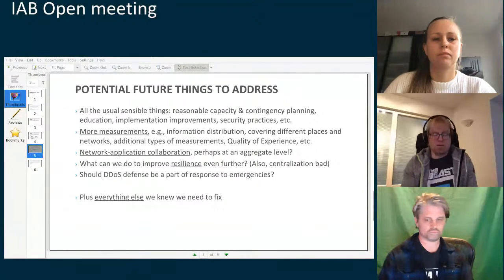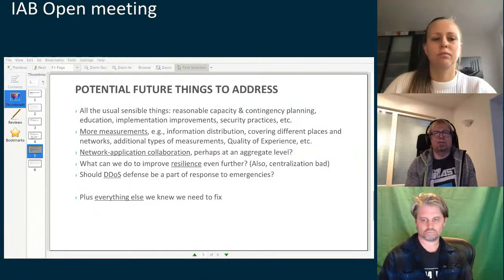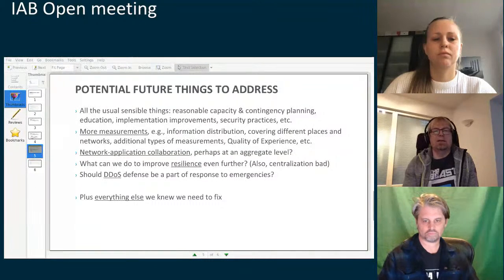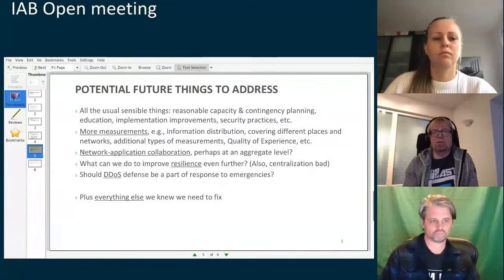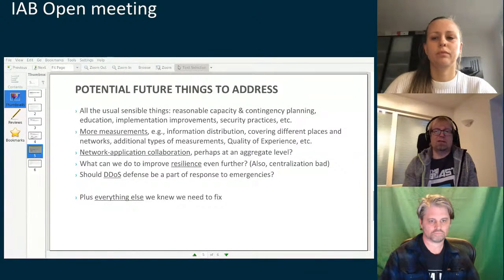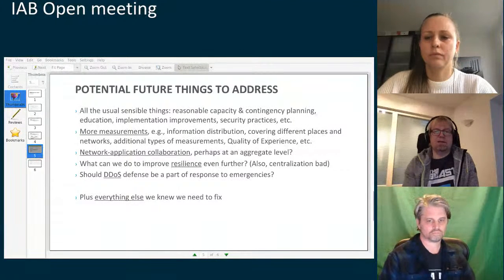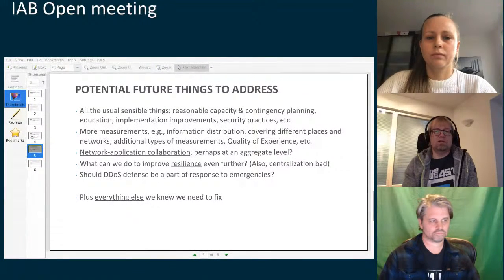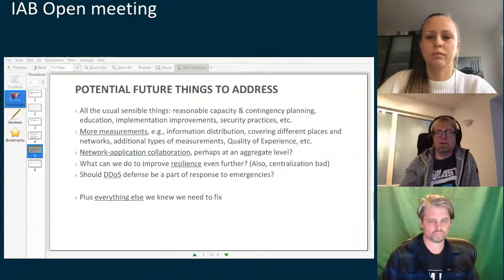Jana was at the workshop, and he talked about networks and applications collaborating, perhaps at an aggregate level instead of detailed information about flows. So that's an interesting direction to think about. We should also think about resilience in different ways. What can we do to make sure the internet will not fall over because of some issue or incident? It was also discussed that centralization and consolidation is bad in this respect. We talked about DDoS defenses, and those should be part of the responses to emergencies or the ability to do so. And of course, everything else we need to fix.